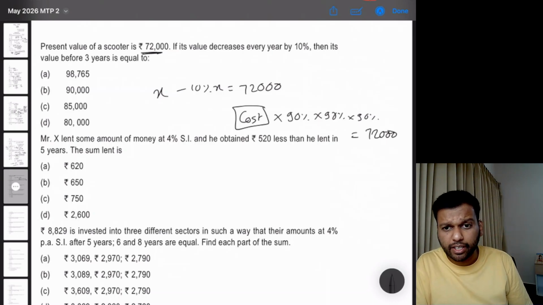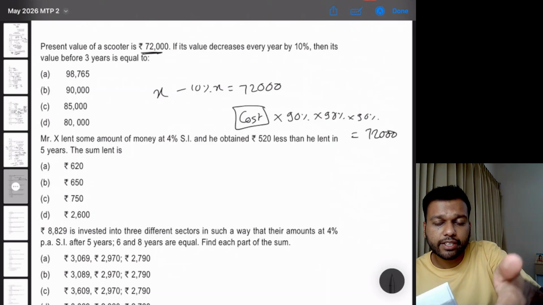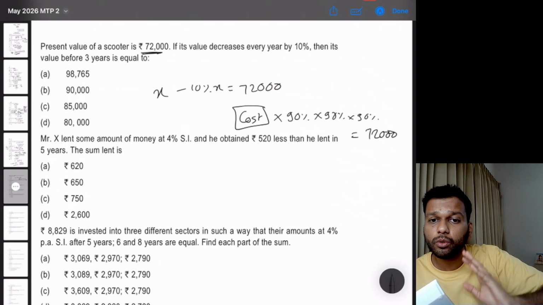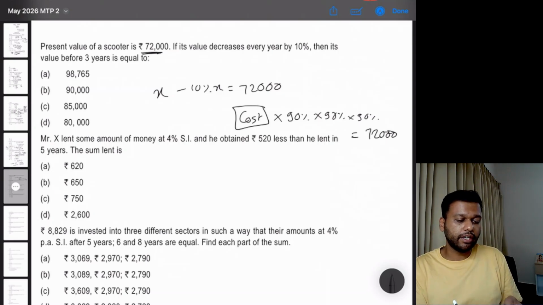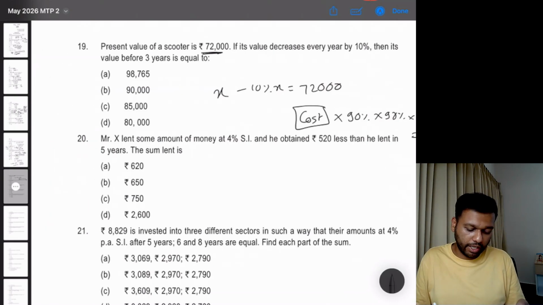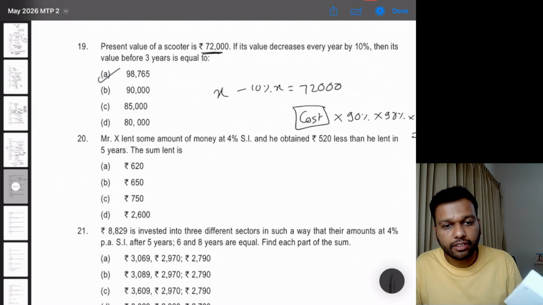On your calculator, for this type of question you don't need to write anything. Just take 72,000 divided by 90%, divided by 90%, divided by 90%, 3 times. So 98765, A is the correct answer.